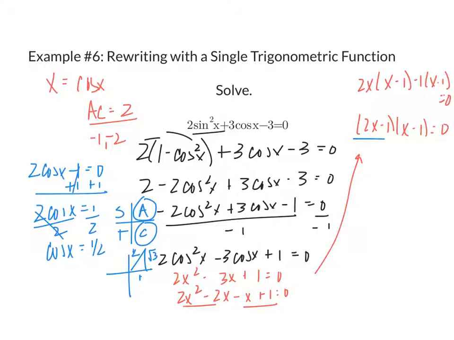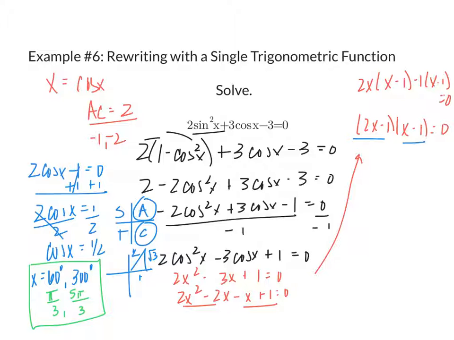So a 60-degree angle in quadrant 1 would actually be 60 degrees, but a 60-degree reference angle in quadrant 4 would be 300 degrees. If I change those to radians, that would be pi over 3 and 5 pi over 3. Okay, so those are our first couple of answers.